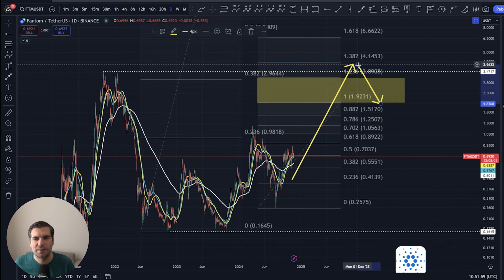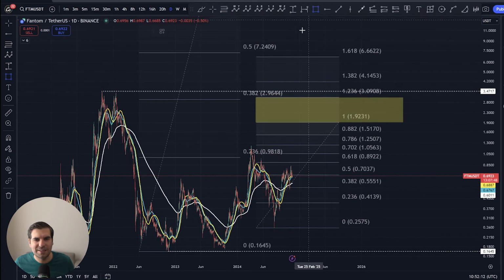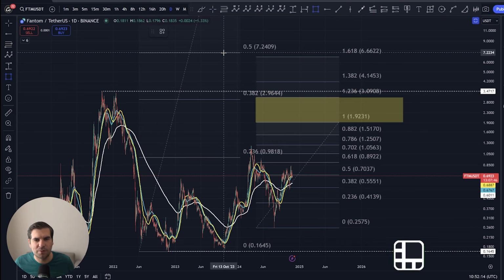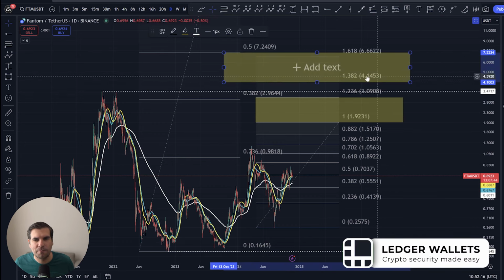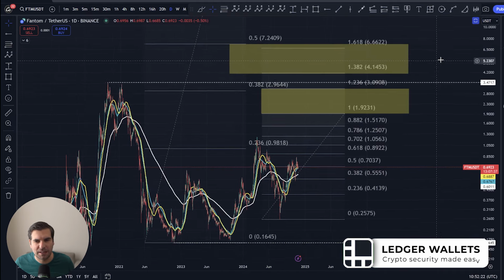Okay, so where do we think the upper limits are? Well, I think that we've got the conservative targets kind of set, $1.9231 to $3.09. Anything above $3.09 is going to be indicative of a bigger move to the upside, and I would say that there's a potential move somewhere in this range, between $4 and $7.24. Okay, that would be kind of like the medium area of expectation.